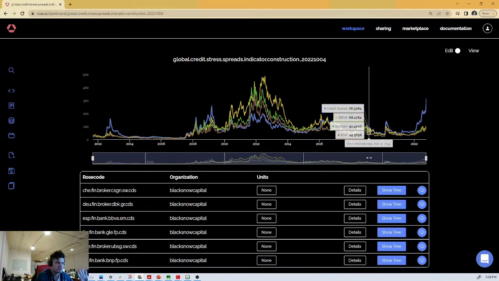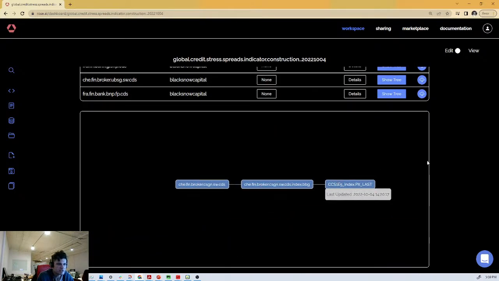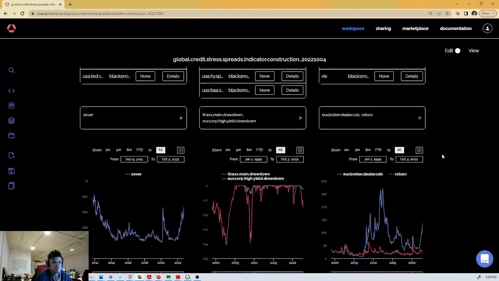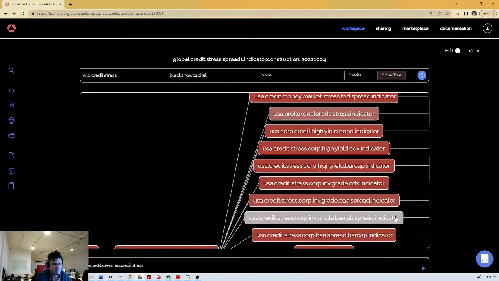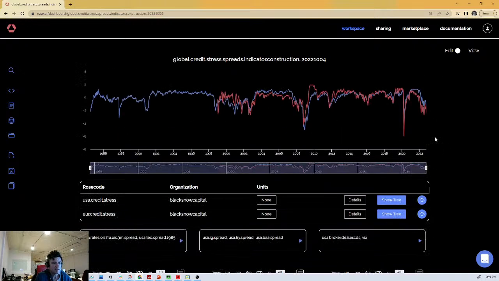So this was a bit of a slapdash. If you want to play around with this data, you can always click on Show Tree and see how it's constructed. That's probably more interesting for these bigger indicators where you can see, okay, they have a lot of stuff in here. How can I go check it out?